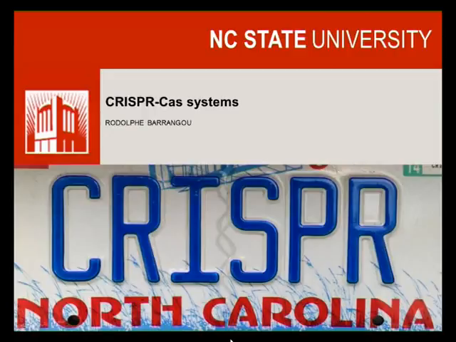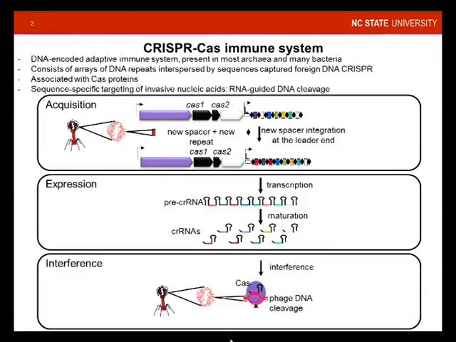I'm an associate professor at North Carolina State University, and I've had the pleasure to work with CRISPR Cas systems since about 2002. CRISPR Cas systems are composed of clustered, regularly interspaced short palindromic repeats, CRISPR, together with CRISPR-associated sequences, Cas. And CRISPR Cas systems form an adaptive immune system that is DNA encoded, present in the large majority of archaea, about 85 to 90%, and almost half of bacteria, 44 to 48%.